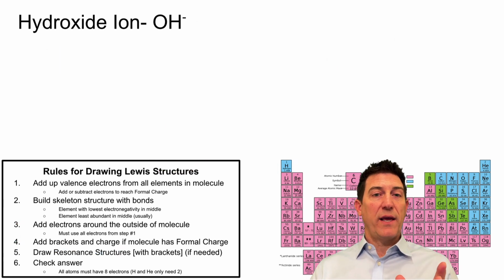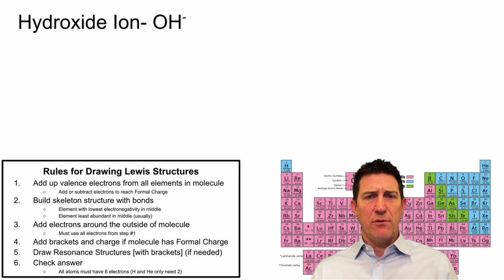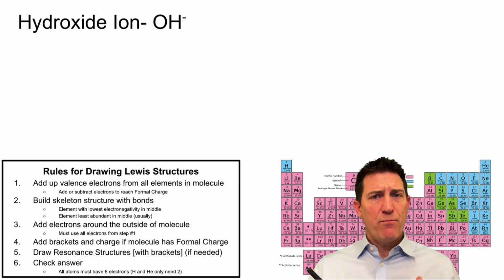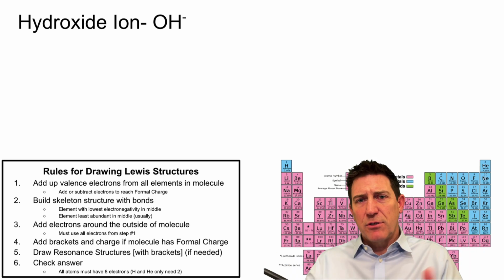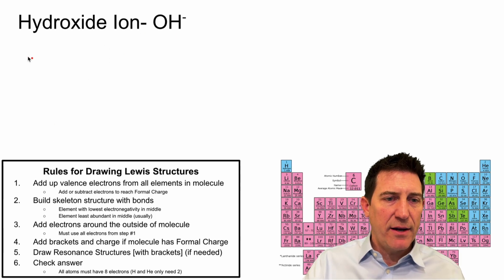We're going to try one more together, and this one has a negative formal charge. I'm doing this one just to show you how to deal with that. It's a good idea to pause the video, work through this on your own, see what you get for an answer, and then you can start the video and check your answer. Number 1, let's break up our hydroxide. Oxygen, we have 1. Hydrogen, we have 1.